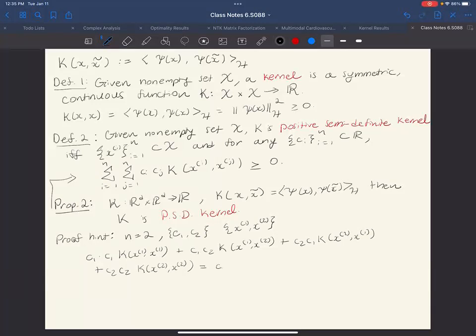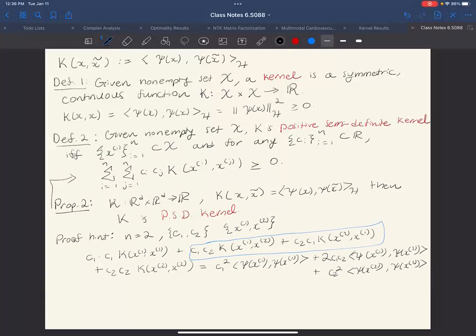So I have this is just c1 squared, inner product of psi of x1 with psi of x1. Let me actually already start substituting in here. I know this is psi of x1, plus c1 c2 and c2 c1. This is a symmetric thing, so these two terms better be equal. So I'm going to get 2 c1 c2 times the inner product of psi of x1 and psi of x2. And then lastly, I'm going to get a c2 squared, inner product of psi of x2 with psi of x2.